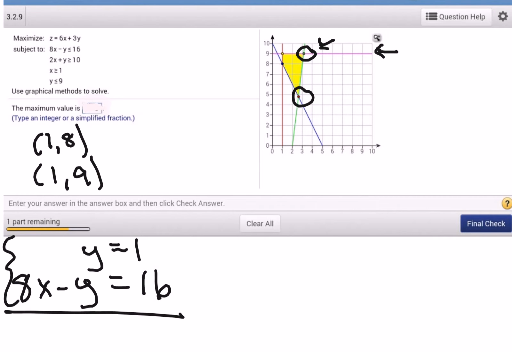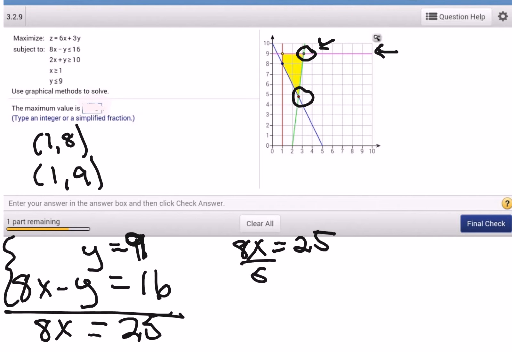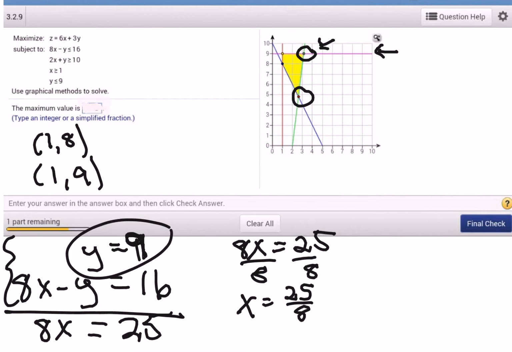elimination, because when I add these 2 together, I get 8x equals, I'm sorry, that's a 9, not a 1. I think I said 9, but wrote 1. So that should be 25. And then divide both sides by 8, and x equals 25 over 8. So there's my x value, and the y value we already know, it's 9. So there is another corner point, (25 over 8, 9).